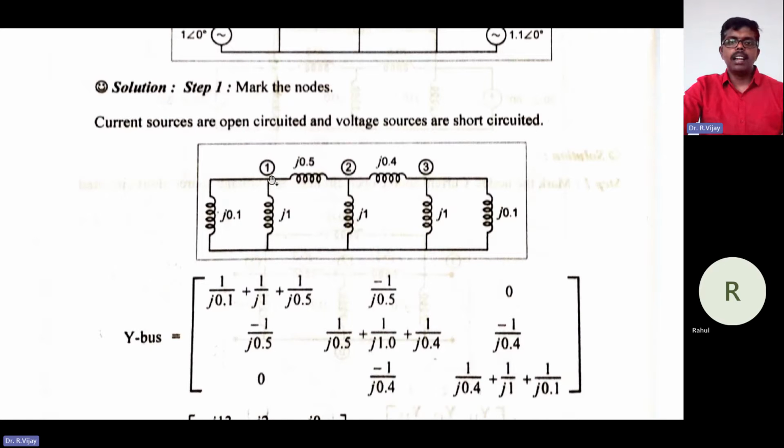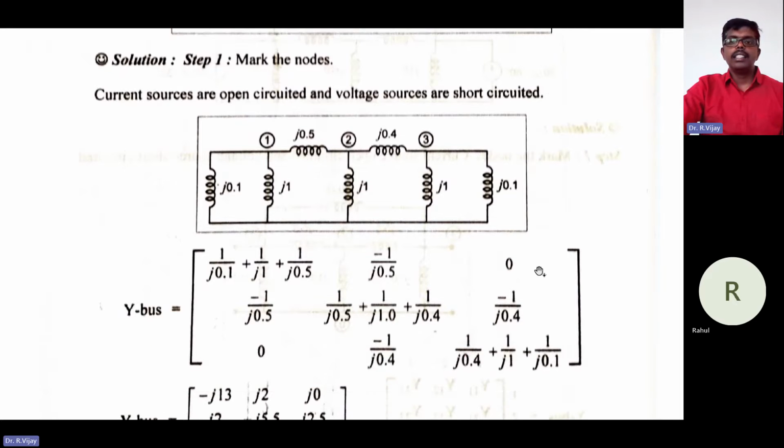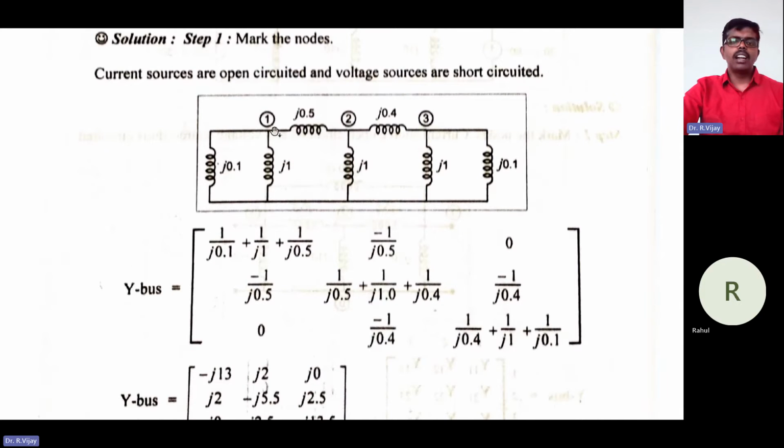Say for example, how many elements? 3 elements are connected at node number 1. So 1 divided by j into 0.1, 1 divided by j into 1, then 1 divided by j into 0.5. Similarly here, minus 1 divided by j into 0.5. Here it is 0. Why? Because y13 is not connected, whereas y12 is connected. So y12 is nothing but minus 1 divided by j into 0.5. This value and this value are the same. That is, y12 and y21 are the same. Otherwise, if you formulate it, the same value will come.